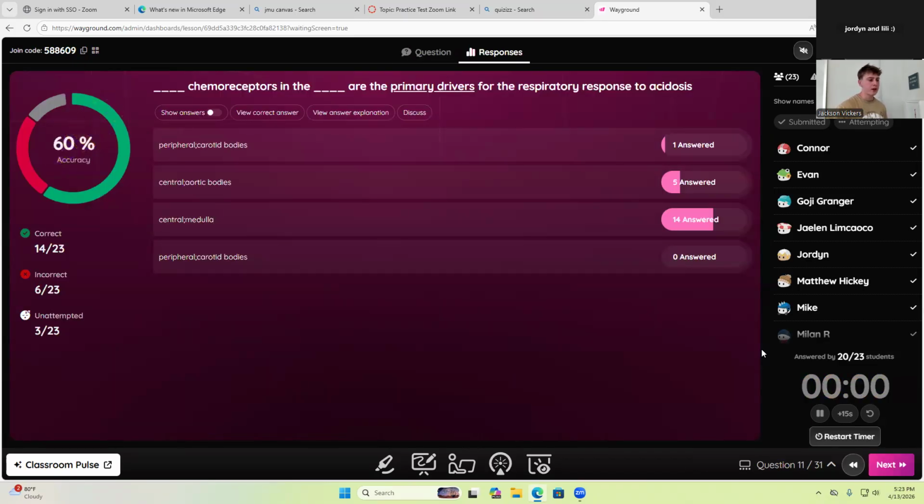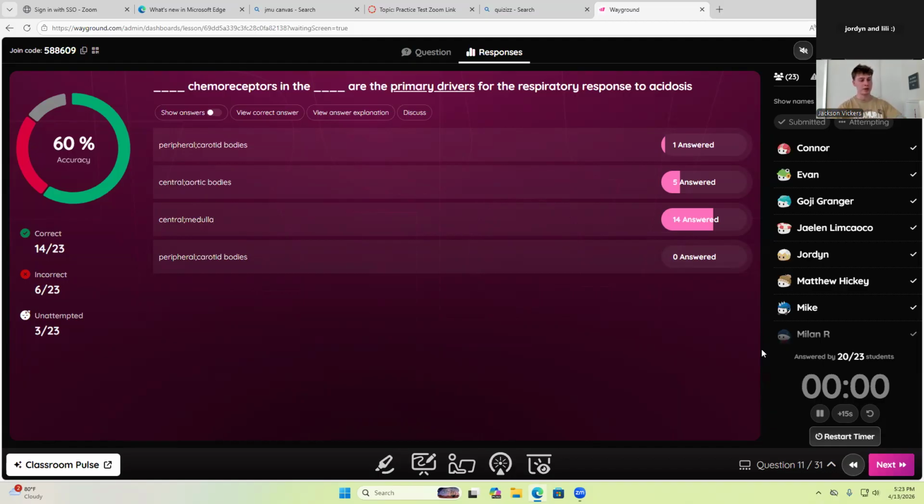Cool. All right. So this one's very important to know. There are different ways that our body can modulate our autonomic nervous system so that we can either breathe more or breathe less, depending on what's going on in our blood. And so the primary thing that is going to tell us we need to breathe a lot faster to get rid of this carbon dioxide is going to be central nervous system chemoreceptors in the medulla oblongata.